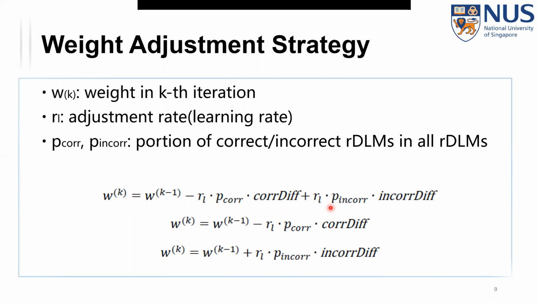In the first strategy, it will consider both the correct predictions and the wrong predictions. That's supposed to be the best one, right? Because it contains both. No, actually, it's the second that does the best. In the experiments, the second one only considers the correct input. So the incorrect one is not considered.